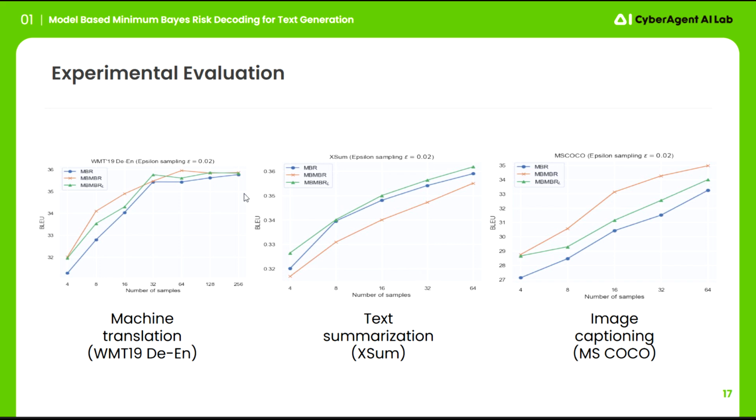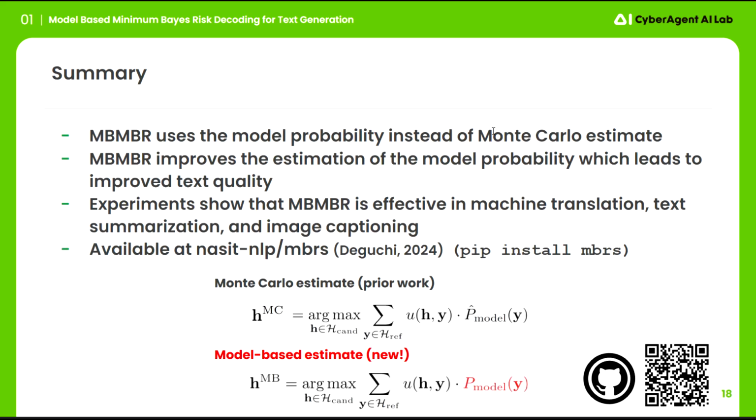We implemented MBMBR and evaluated it on machine translation, text summarization, and image captioning, and we find that our method outperforms the baseline MBR. So the summary is that MBMBR uses the model probability instead of a Monte Carlo estimate, so that it is much easier to estimate. We also conducted experiments that show it is effective in the domains we have tested.